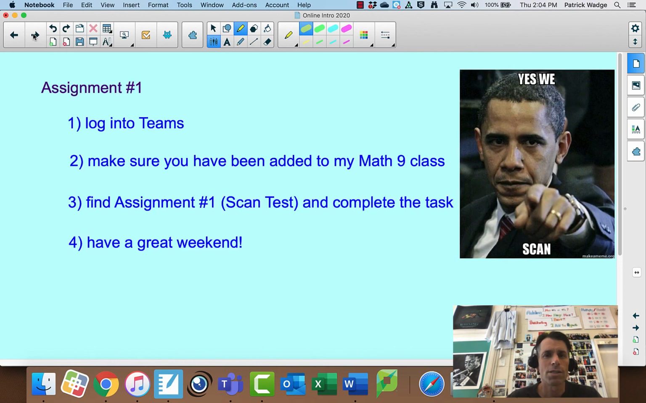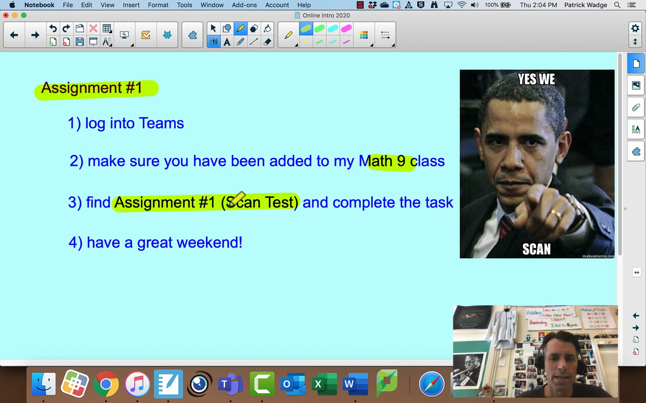Okay, here's your first assignment. What? First assignment? Yes, first assignment. So you're going to log into Teams. Remember, I gave you an attachment of how to do that. You're going to make sure you've been added to my Math 9 class in Teams. And then you're going to find assignment number 1 called the scan test in the Math 9 class, and you're going to do the task. And then you're going to have a great weekend.